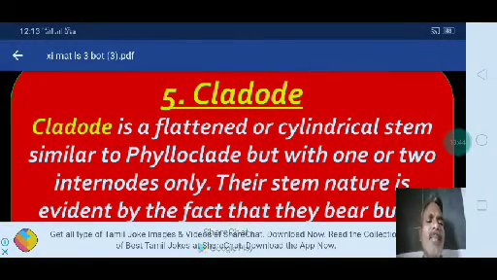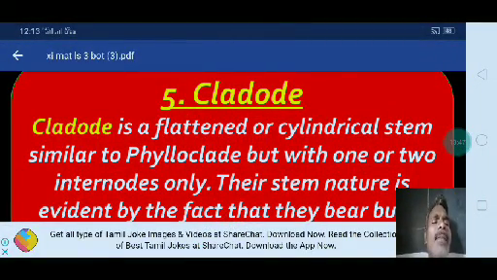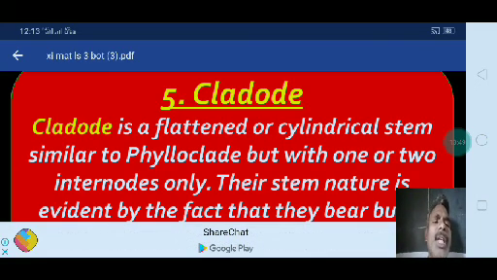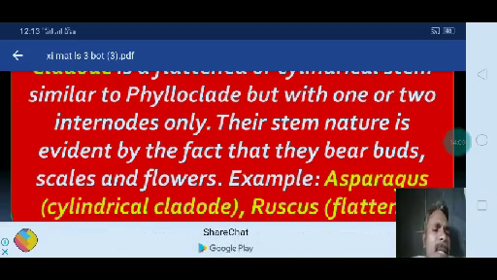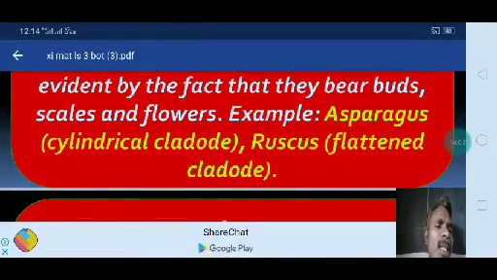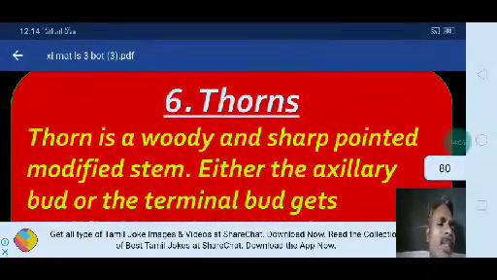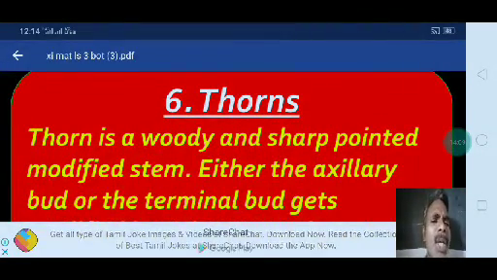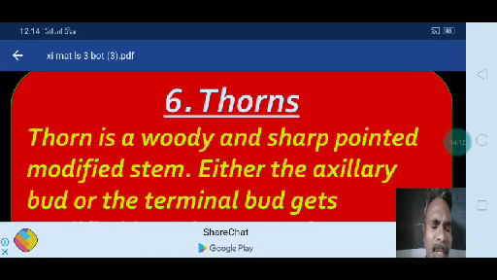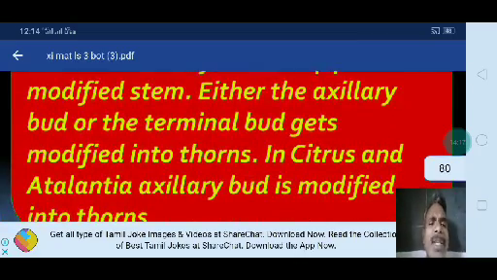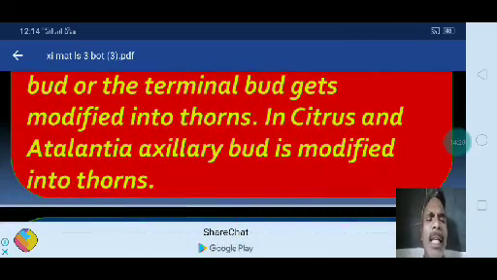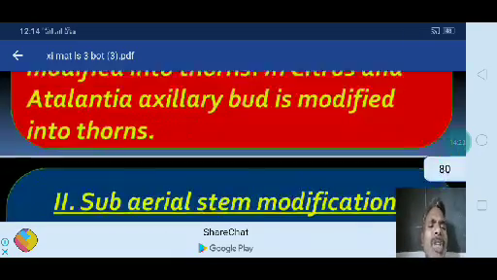The next one is cladode. Cladode is also like a phylloclade, a flattened or cylindrical stem, but with one or two internodes. The stem nature is evident by the fact that they bear buds, scales and flowers. Example, Asparagus, cylindrical cladode, Ruscus, flattened cladodes. Then thorns. The thorn is a woody, modified stem. Thorns are a needle-like structure. Either the axillary bud or the terminal bud gets modified into thorns. In Citrus and Aegle, the axillary bud is modified into thorns.